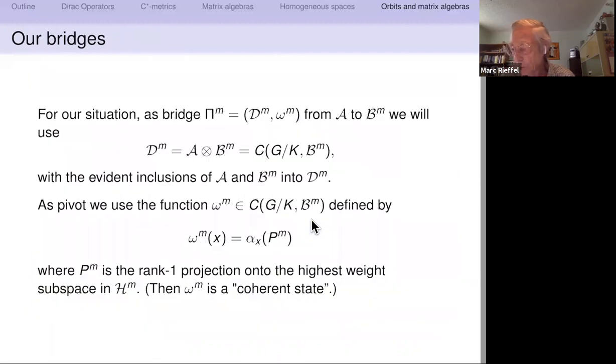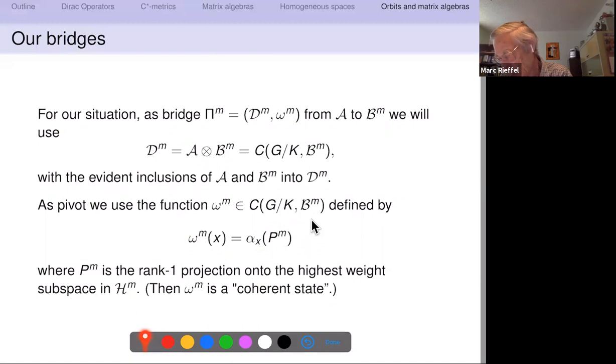And for our situation, the bridge corresponding to the integer m, a bridge from A to B^m, is very simple. We will let the corresponding unital C star algebra just be the tensor product of A with B^m. So that's just the continuous functions on our orbit into B^m, with the evident inclusions of A and B^m. However, for the pivot, it's not so clear what to use, except that from my investigations earlier, it was fairly clear what to use. Namely, our function is defined by the formula that I have here.